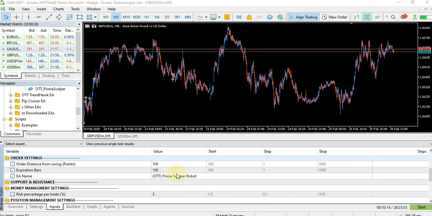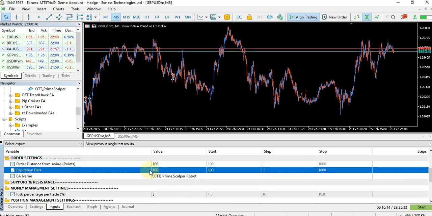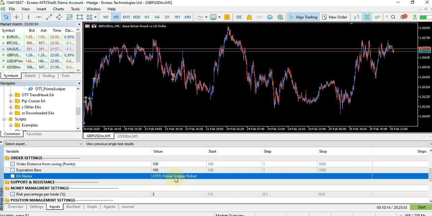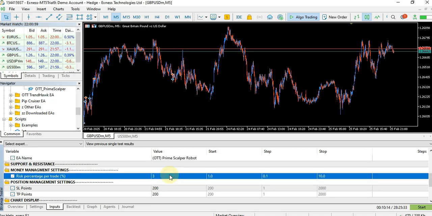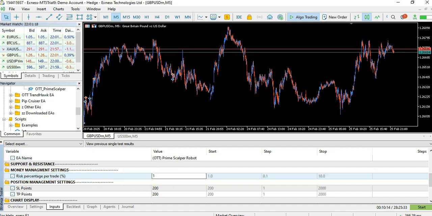Over here we have the order settings. We have the order distance from points. We have the expiration bars. This means that after an order has been placed, it's going to take 100 bars before the order expires. We have the other settings, so these settings are okay, and I suggest you leave it just like that. Down here we have the money management. Now this is the risk percentage per trade, so I suggest to use 1 or 2.